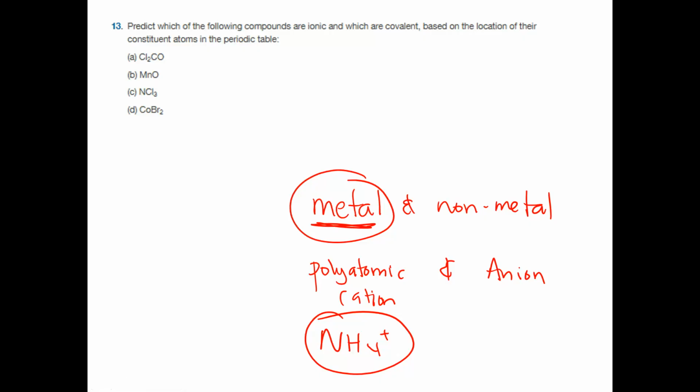So which of the following are ionic and which are covalent? So this one begins with chlorine, so that's a non-metal, so that's going to be covalent. This guy's beginning with manganese, so that's a metal, so it's going to be ionic. This is beginning with nitrogen, which is a non-metal, so that's going to be covalent. And this is beginning with cobalt, which is a metal, so that's going to be ionic. Okay, so there we go.